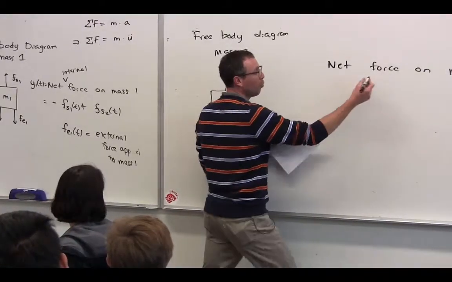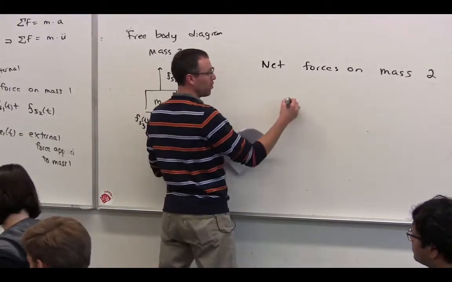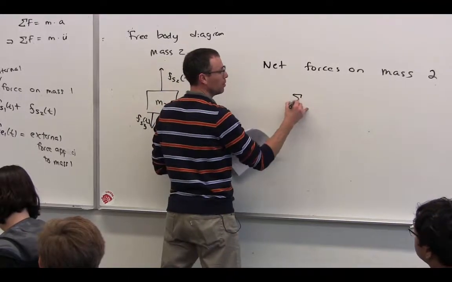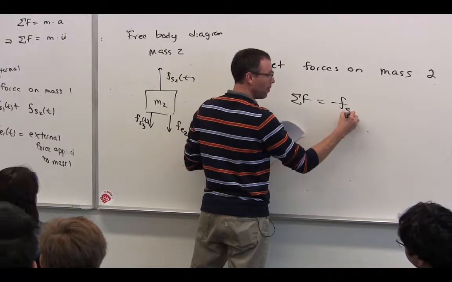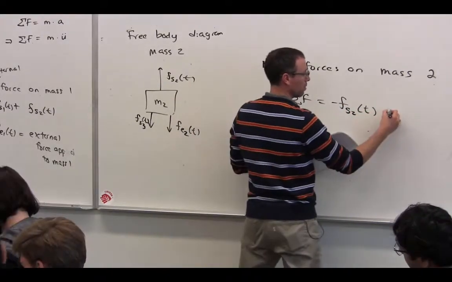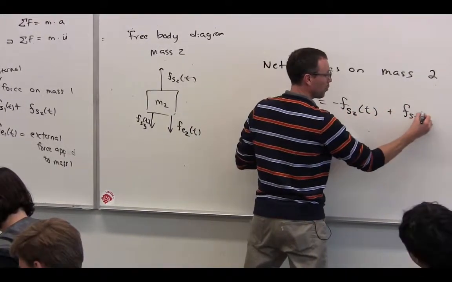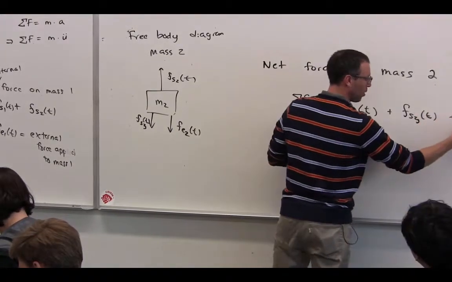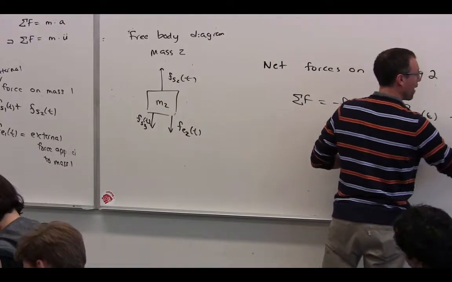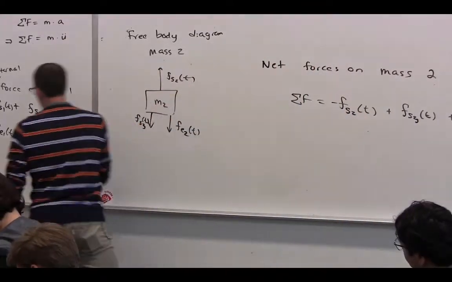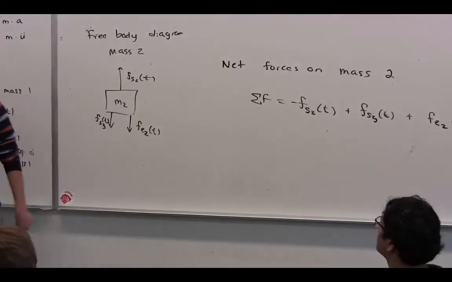So let's look at the net forces on mass 2. What are the net forces on mass 2? We have the spring going up plus the spring going down plus the external force on that mass. Let's go ahead and come up with a vector equation for this.